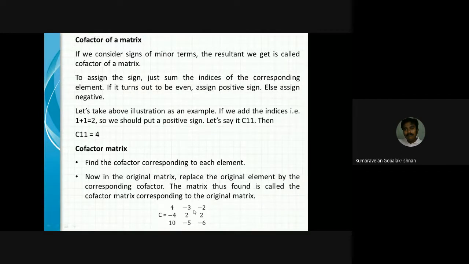See, the cofactor and minor matrix values are the same; only the sign is going to differ. How do the signs differ? First go to the corresponding indices and add them. If the sum is even, assign a positive sign. If adding the indices gives an odd number, then assign a negative sign. That's all.